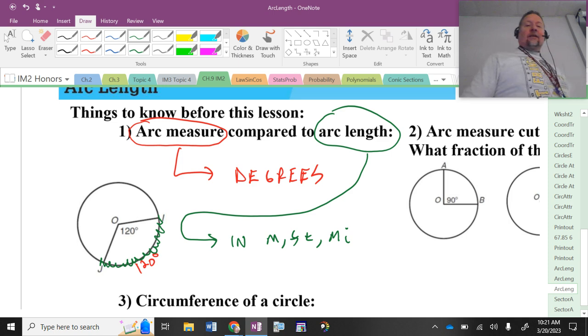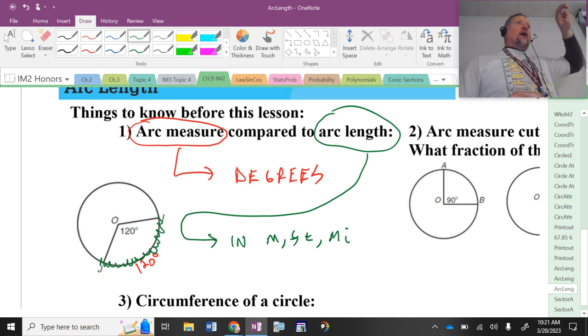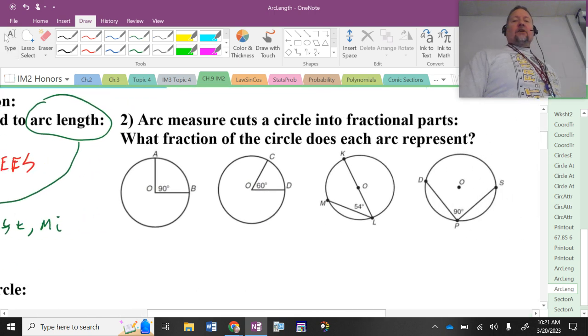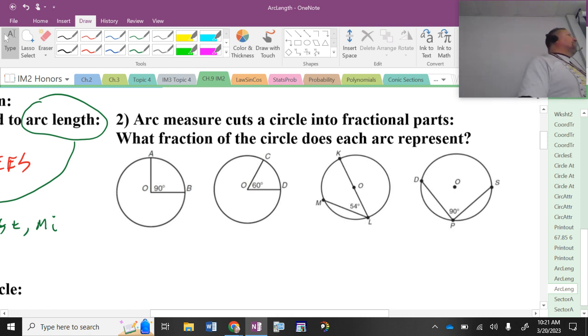So in green, that is the actual distance you walk from J to L. All right. So again, it's going to be based off of circumference. Circumference is the full distance around a circle.